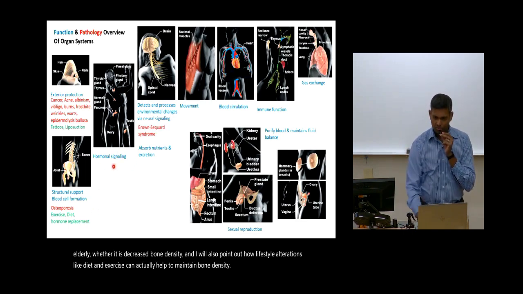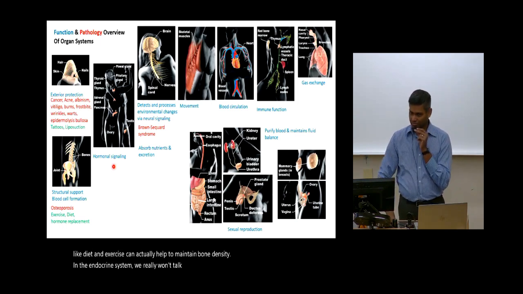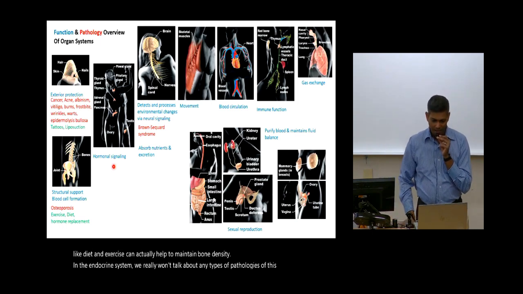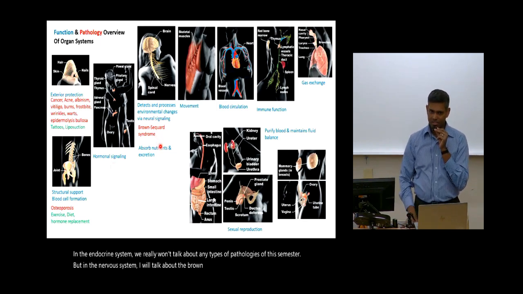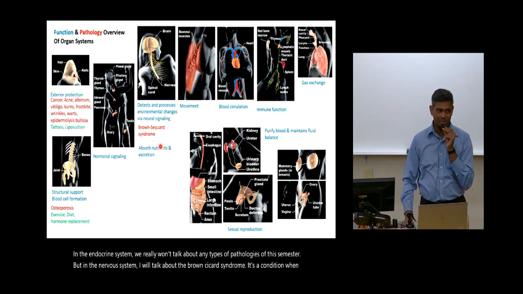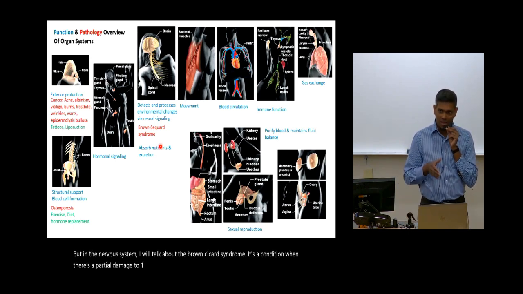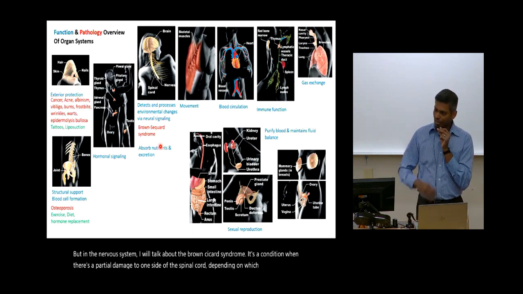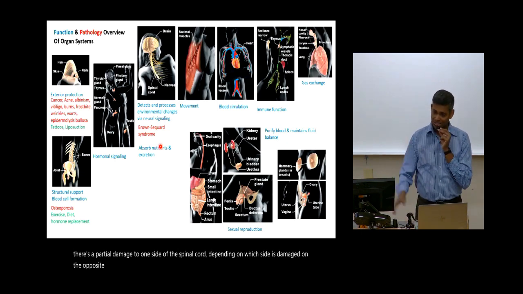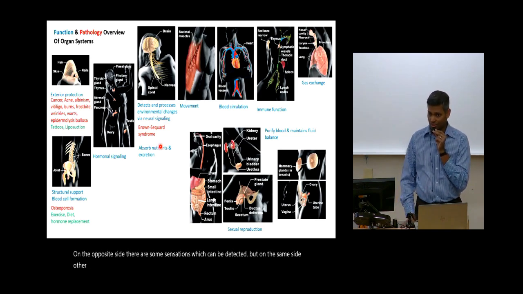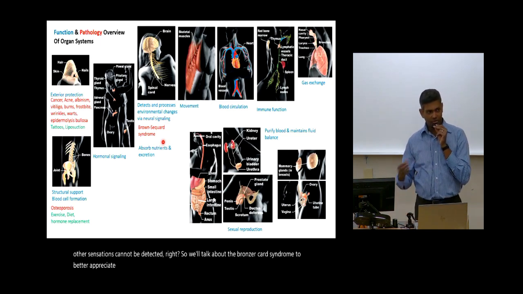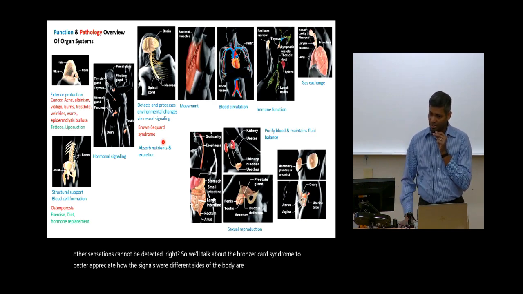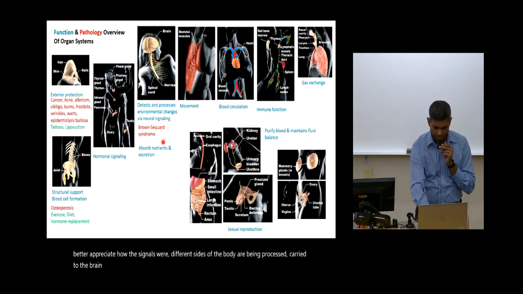In the endocrine system, we really won't talk about any types of pathologies in this semester. But in the nervous system, I will talk about the Brown-Séquard syndrome. It's a condition when there's a partial damage to one side of the spinal cord. Depending on which side is damaged, on the opposite side, there are some sensations which can be detected, but on the same side, other sensations cannot be detected, right? So we'll talk about the Brown-Séquard syndrome to better appreciate how the signals from different sides of the body are being processed, carried to the brain and processed as well.